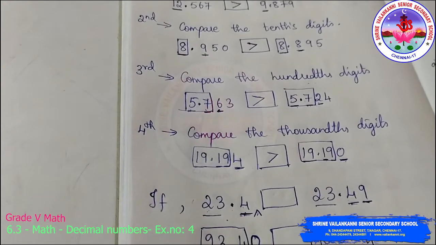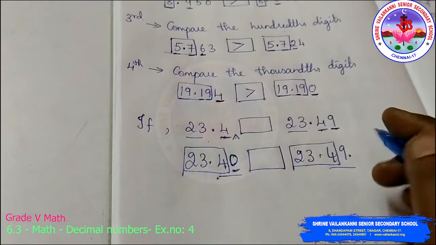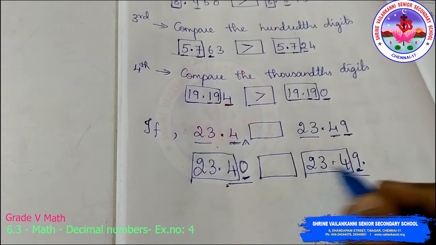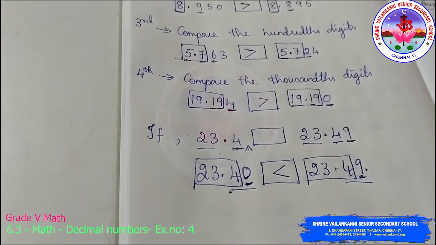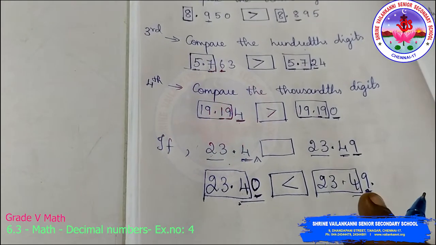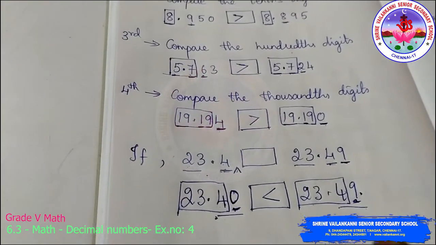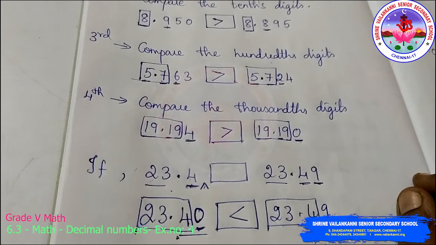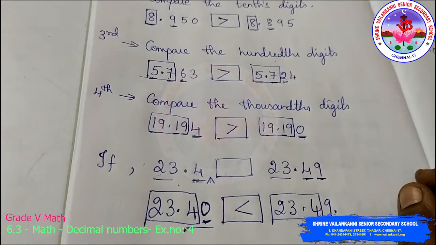Now compare the 100th place value. 0, 9. So which is greater? 9 is greater. So 23.49 is greater. So we'll see now how to arrange the ascending order and descending order in the decimal numbers.